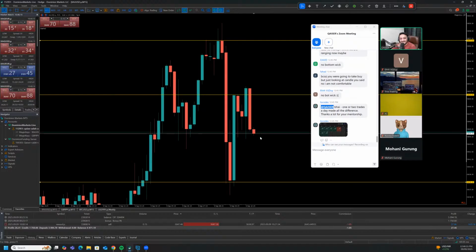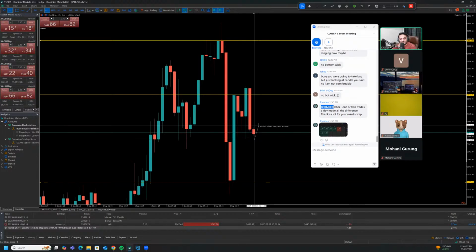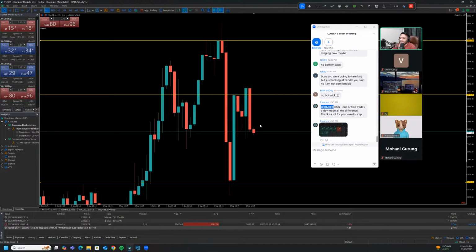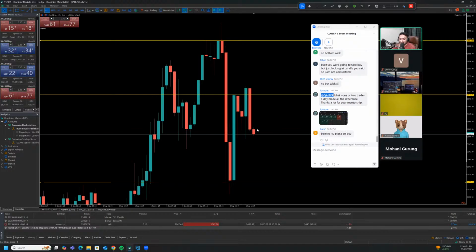So you know what? Give your trade a chance here. If you lose the money, then there's a higher probability we'll start doing consolidation.